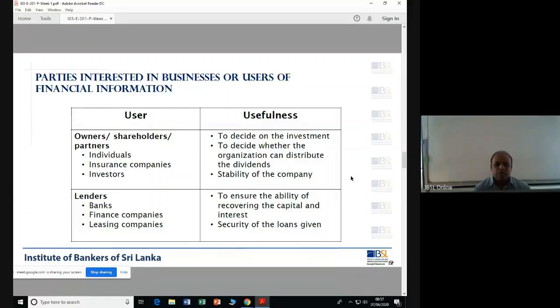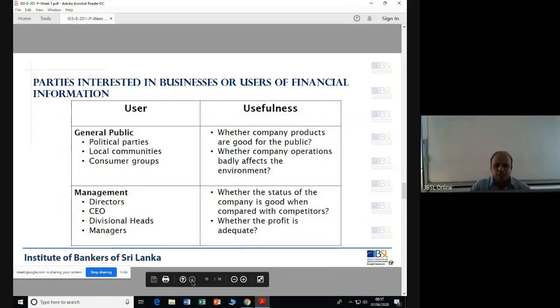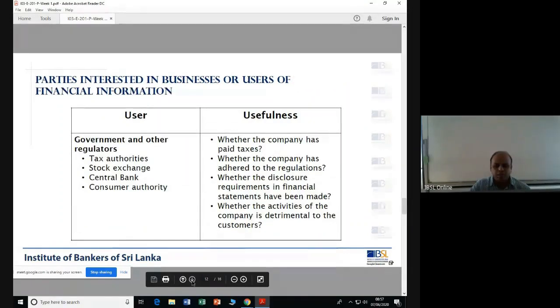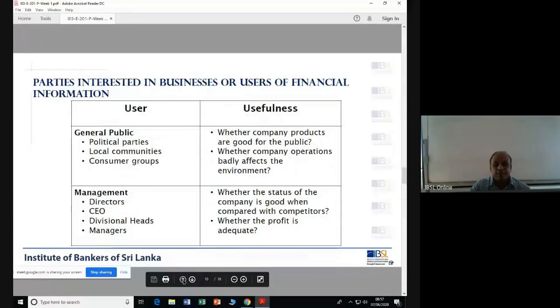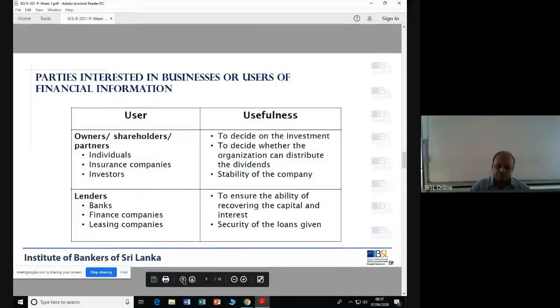I have segregated them into different groups. As you see, there are about four slides on this, with different categories and what they look for. Starting with the first user group who will make use of financial information: the owners, shareholders, or partners. There you see.